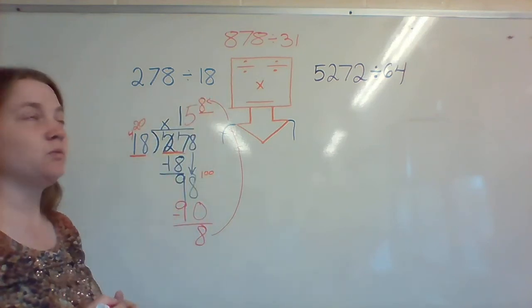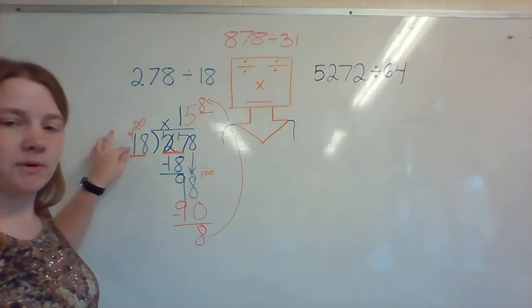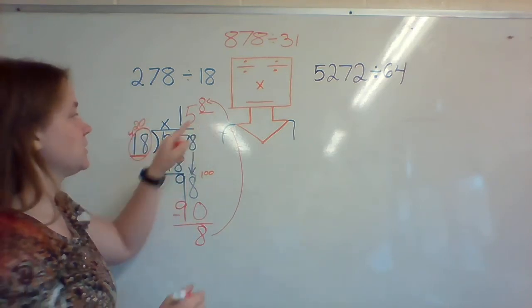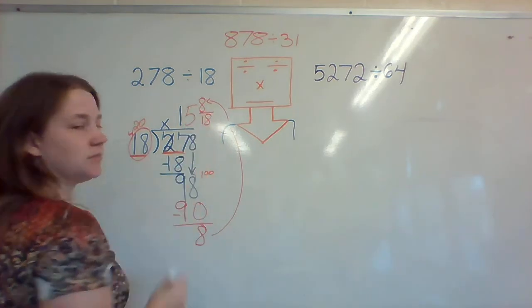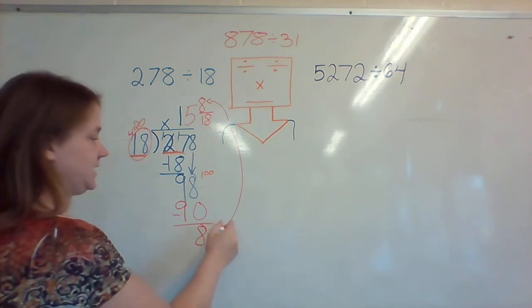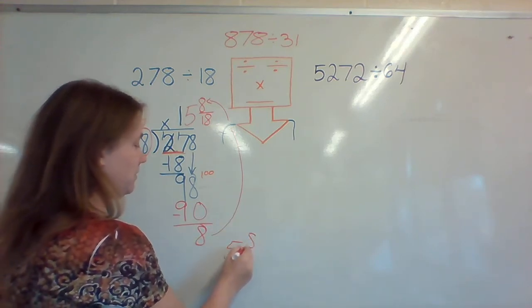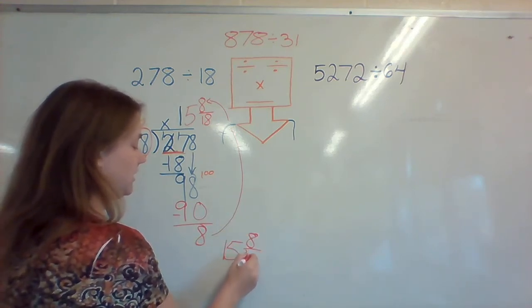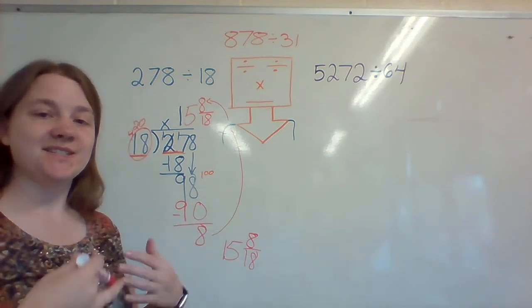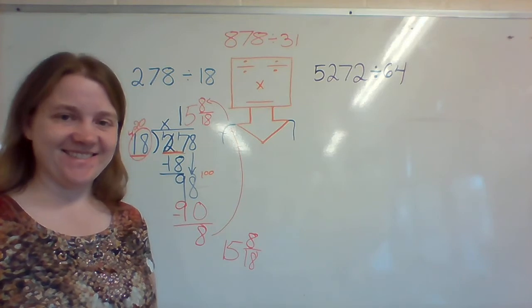And what number were we dividing by? We were dividing by 18. So this 18 is going to go on the bottom. My answer is 15 and 8 over 18. And if you remember anything about me, you know that 8 over 18 is not an acceptable final answer because we still need to simplify, and that's our favorite thing to do.